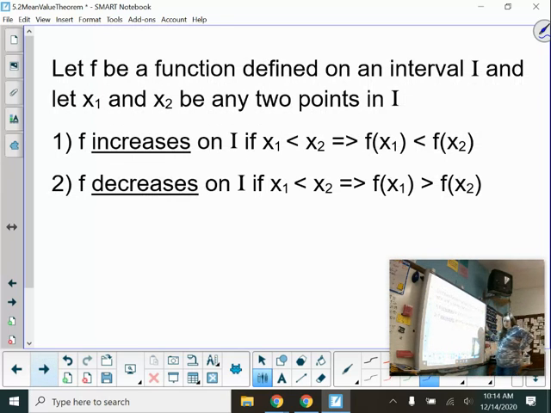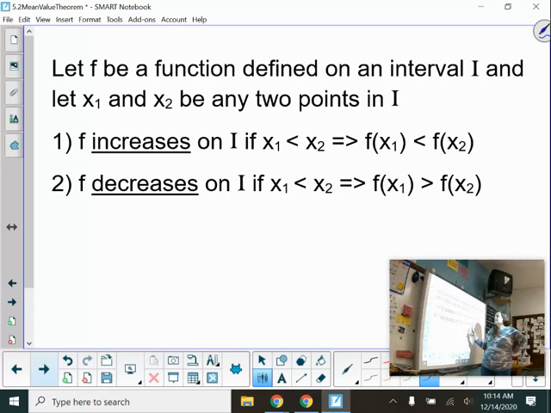Okay, so now we're going to look at some other key pieces of information that go along with derivatives, first derivatives, and what we can tell. This is kind of an algebra review. If you have a function defined on an interval I, and x1 and x2 are any 2 points in I, we define your function as increasing if x1 is less than x2 and f of x1 is less than f of x2. So basically the lower x gives you the lower y. That means that a function is increasing. This is not calculus, this would be an algebra type problem.